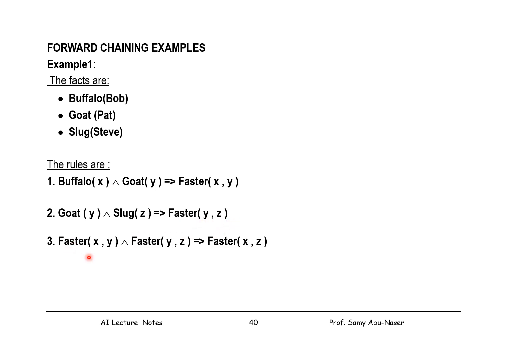And we have a third rule, which says if X is faster than Y and Y is faster than Z, then X is faster than Z. This is a transitive relation. We've seen it in discrete mathematics. Okay, let's see how we are going to do the proof and what we are going to include.